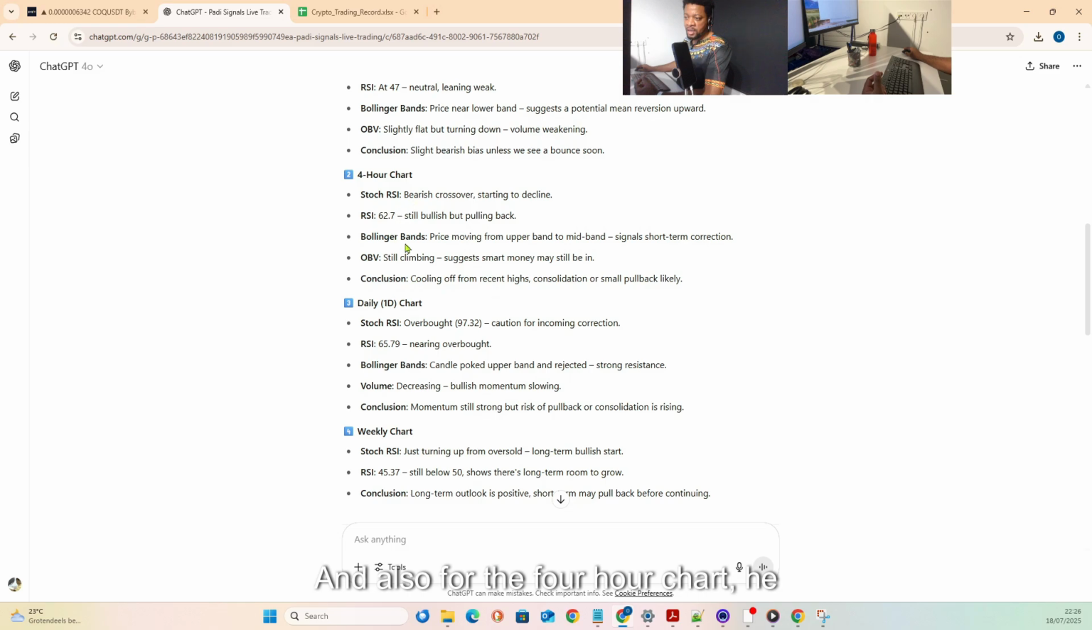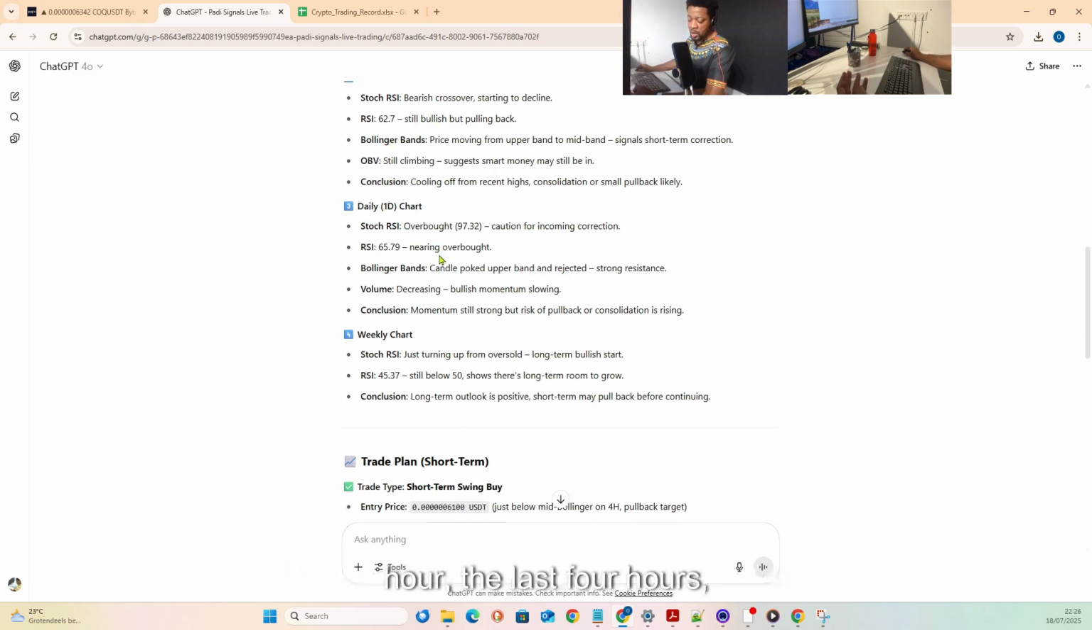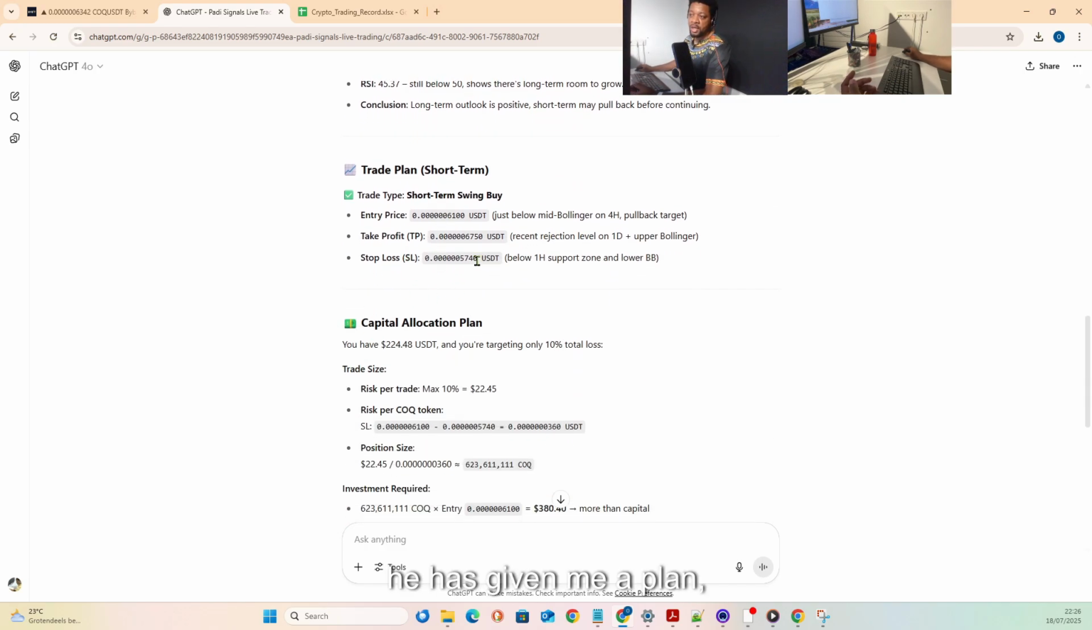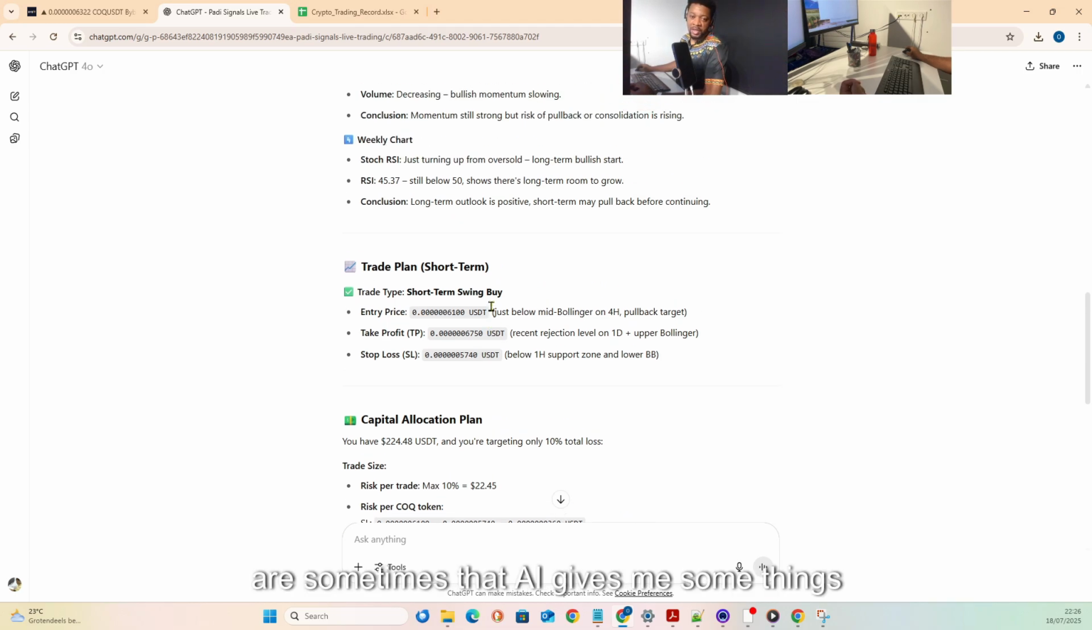And also for the 4 hour chart, he explains. So based on the analysis of the last 1 hour, 4 hours, 1 day, and 1 week, he has given me a plan, right? AI is not 100% correct, but I'm also not 100% correct. Sometimes AI gives me something to do, but I think it's not right here and I do it my own way. I override it sometimes, and sometimes when I override, I'm actually wrong and AI was right. But sometimes it's the other way around: I'm right and AI was wrong.